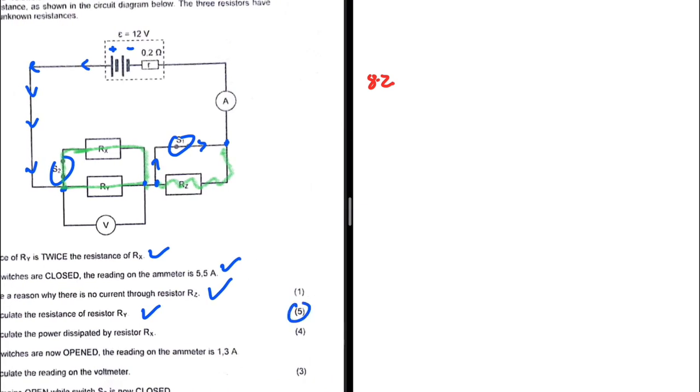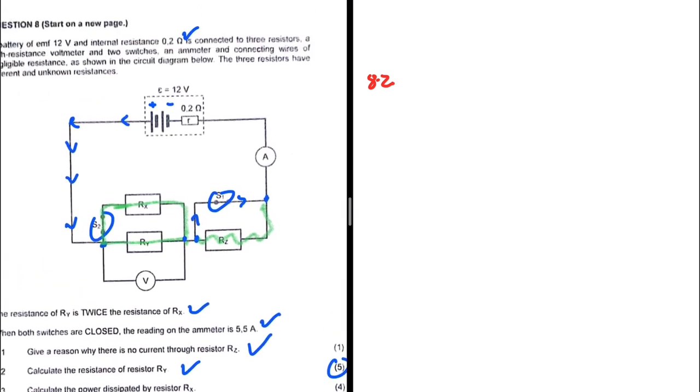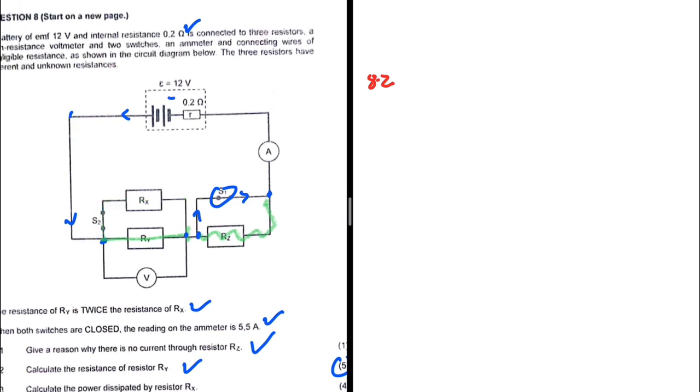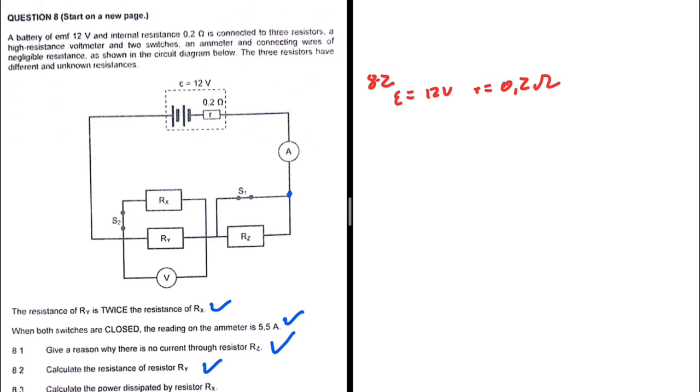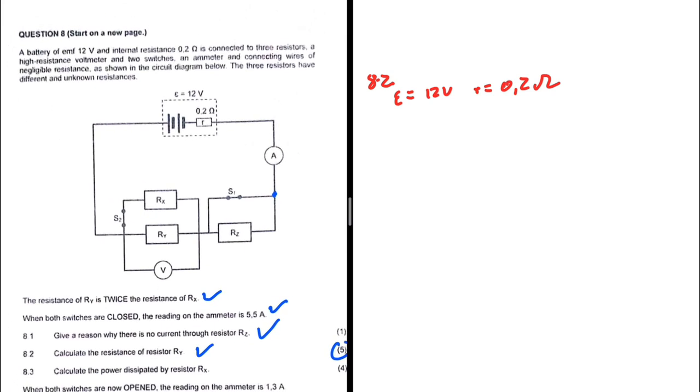5 marks. Let's see how we can do that. Let me just erase this for the sake of clarity. So what do we have? We know that the EMF is 12 volts. The internal resistance is 0.2 ohm. What else do we have? We have the current when both switches are closed, IT in that case is 5.5 ampere. What else do we have? Calculate the resistance of Ry.